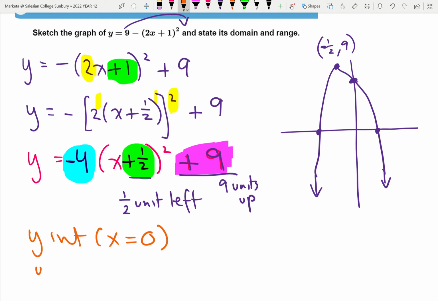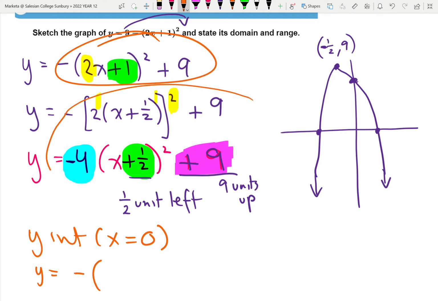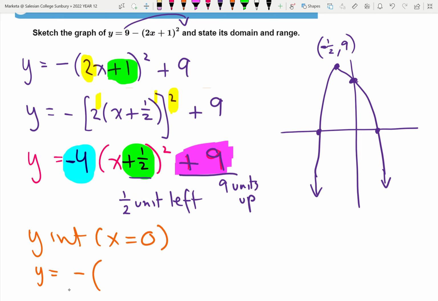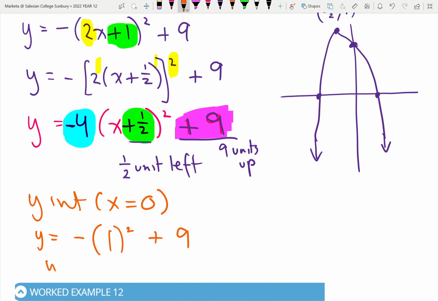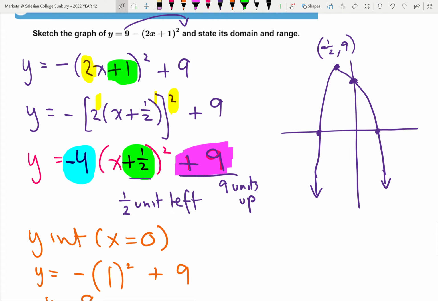So let's see, y equals negative... It doesn't matter if you sub into this or you sub into the one that you factorize. You can sub into any of them. It's the same equation. So 2 times 0 is 0 plus 1 is 1. So that means y-intercept equals 8. So let's pop that on.